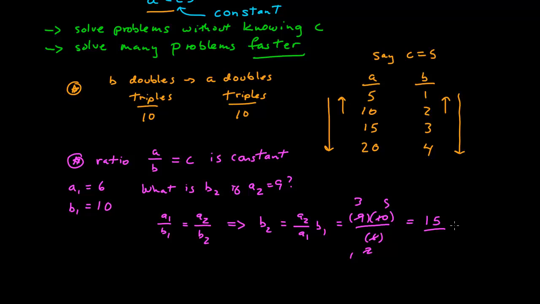So here's an example where we were able to solve for the answer without ever even evaluating what that constant of proportionality is. So another way to look at this is that A1 over A2 is equal to B1 over B2. And so these ratios also allow you to solve problems without ever finding the constant of proportionality.